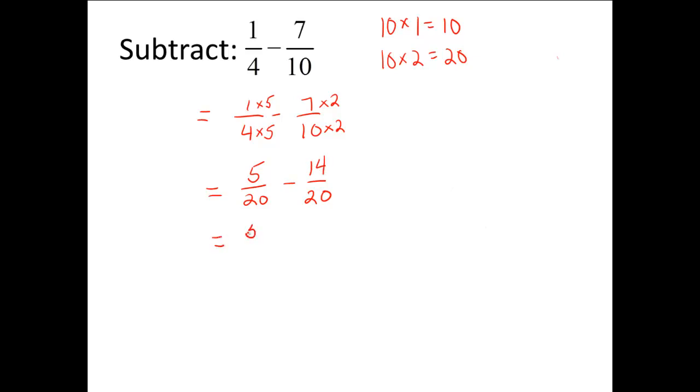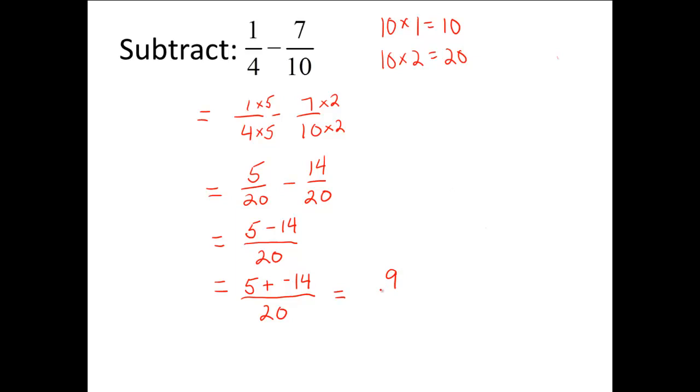Now we will write the numerators 5 minus 14 over the same denominator of 20. 5 minus 14, we need to change this to an addition problem by adding the opposite. And we will write 5 plus negative 14. We will use our rules for signed numbers. The signs are different, so we will subtract the numbers. 14 minus 5 is equal to 9.